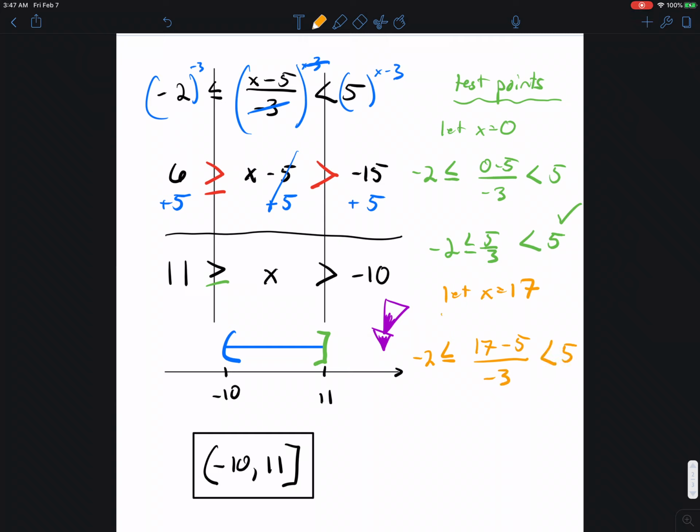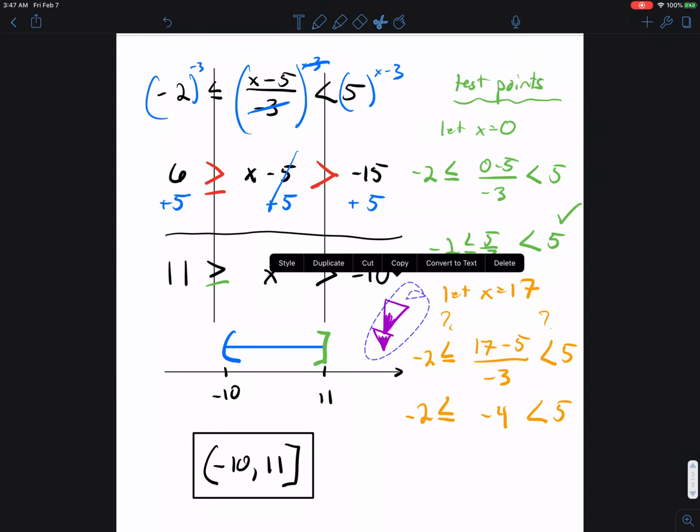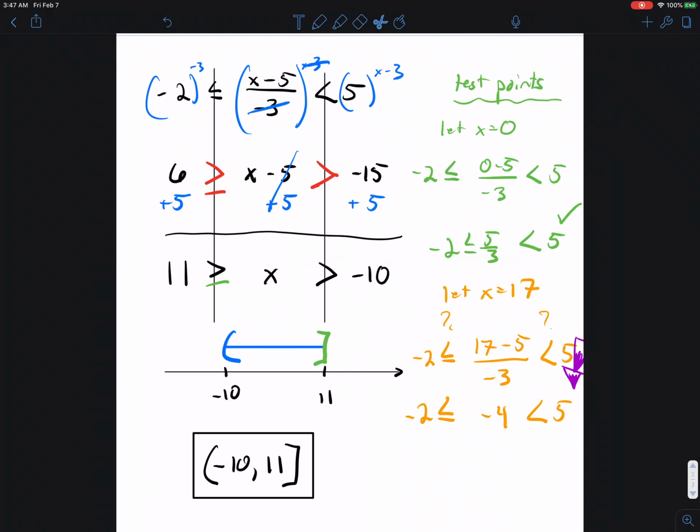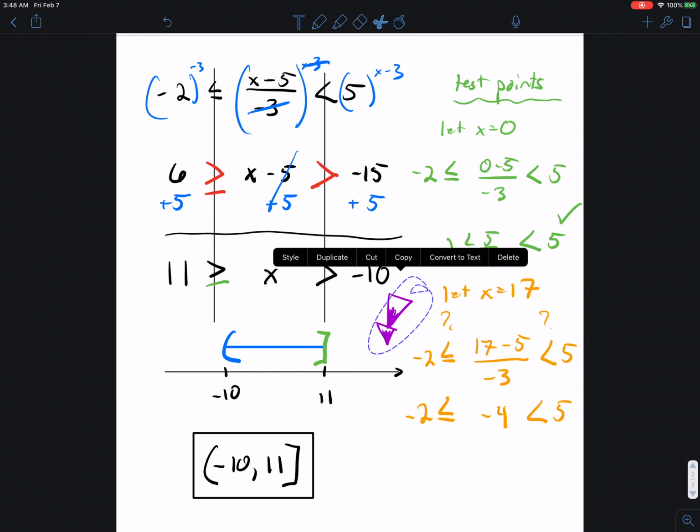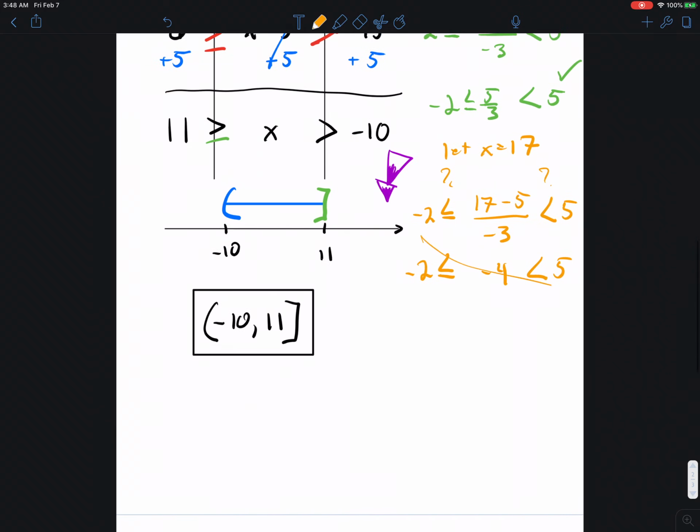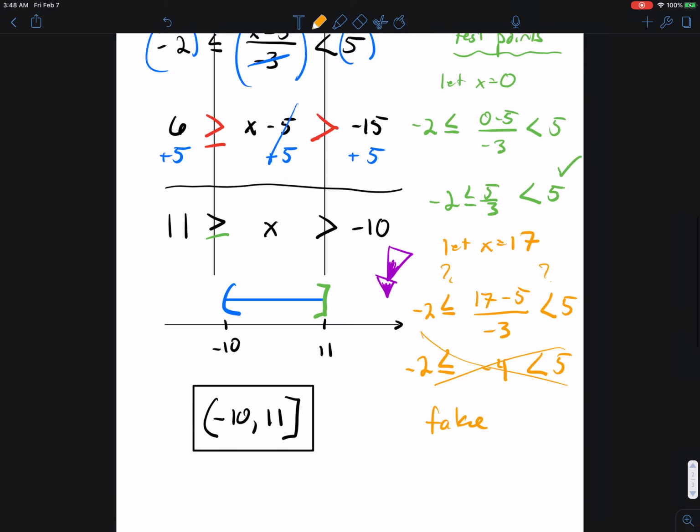Let's see what happens. All right? So we have our negative 2. 17 minus 5 is 12. 12 divided by negative 3 is negative 4, strictly less than 5. Notice the negative 4 is less than 5, but it is not bigger than negative 2. Negative 4 is actually to the left of negative 2, right? So this compound inequality is false, which is what we anticipated. So that's how we would check something of this nature.